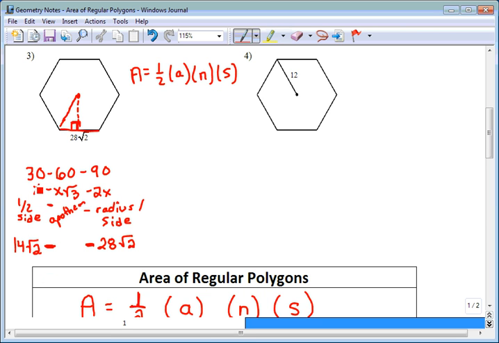To go from x to x radical 3, I have to multiply by radical 3. So I get 14 radical 6. Remember, this is relatively easy when I have a coefficient and a radical. If I divide, I just have to divide the coefficient. 28 divided by 2 is 14. And then if I'm multiplying, I just have to multiply the radicals. Radical 2 times radical 3 is radical 6. So now I'm going to plug into my equation.